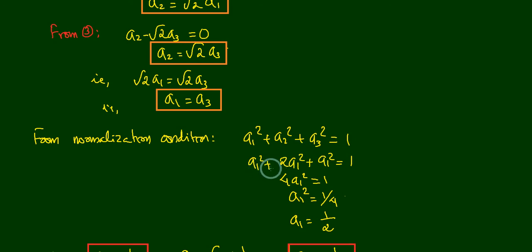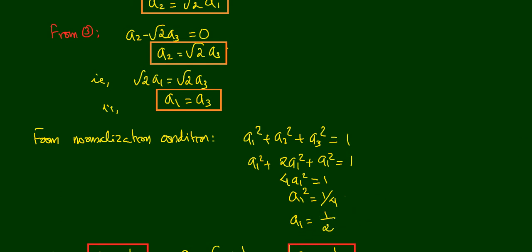Okay, from this one, A1 square plus A2 square plus A3 square. A2 is equal to root 2 A1, so A2 square is equal to 2 A1 square. And A3 square is equal to A1 square, because A3 is equal to A1. So we can write A1 square here. So it means that 4 A1 square is equal to 1, or A1 is equal to 1 by 2.